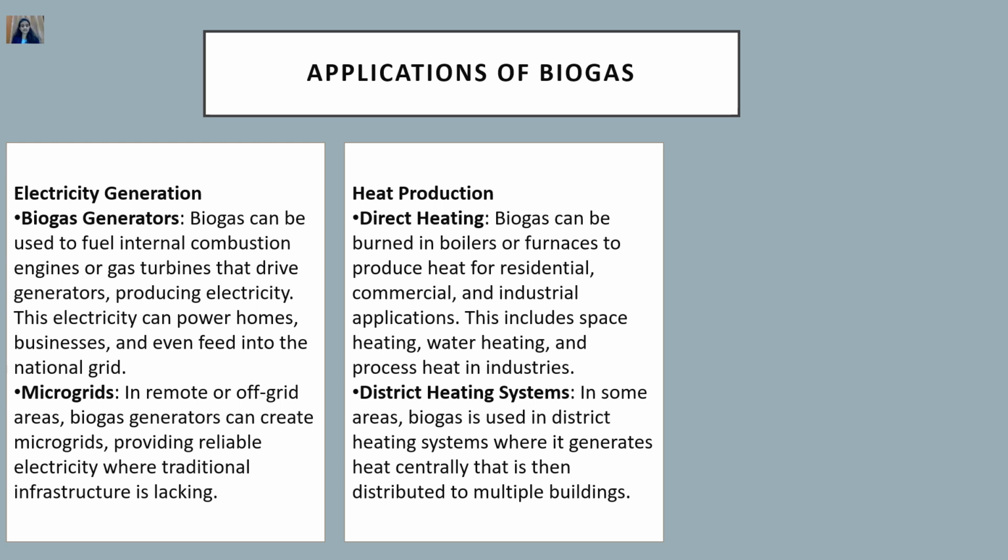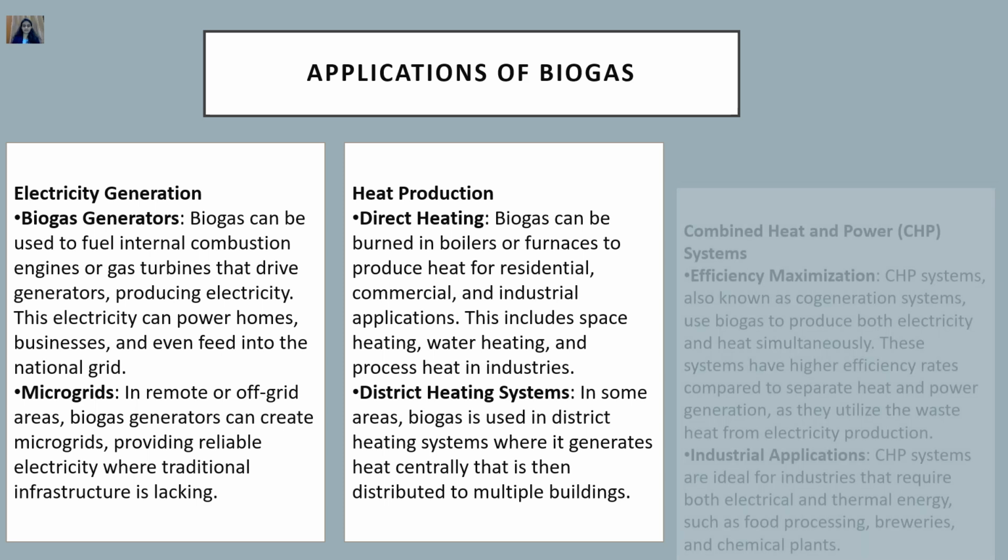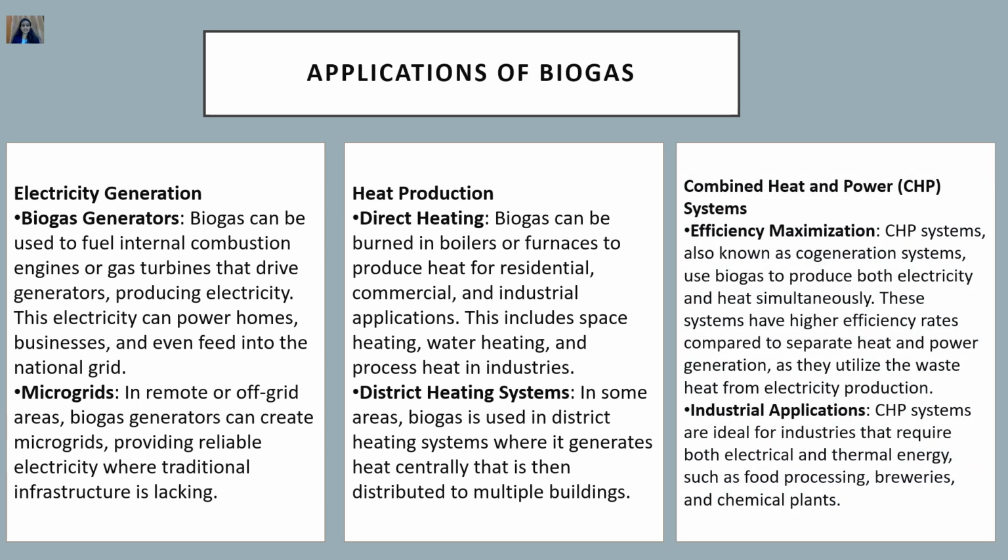In some areas, biogas is used in district heating systems where heat is generated centrally and then distributed to multiple buildings, where the heat is produced in a single area and distributed to all the surrounding buildings. Next, moving on to combined heat and power, that is the CHP system, which includes efficiency maximization and industrial applications. This efficiency maximization includes the CHP system.